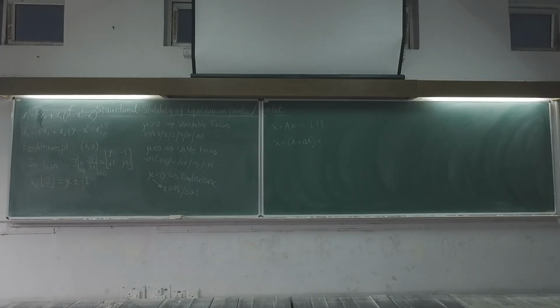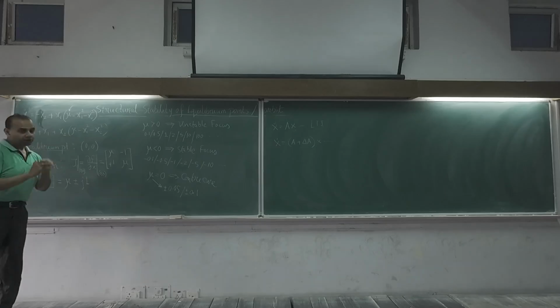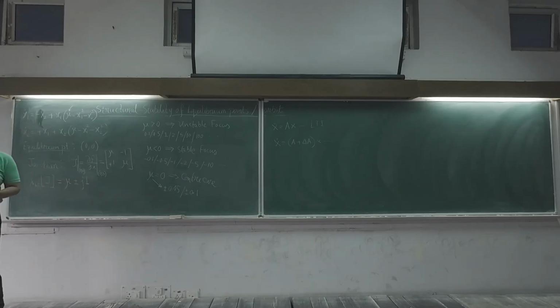That is, whether the nature of the equilibrium points sustains or not. That is our question. So that's why it is called the structural stability of the equilibrium point. That means whether the nature of the equilibrium points remains the same under little perturbation. That is the meaning of structural stability. Is that clear for all of you? Just take your time and think about it. If you have any question, please ask.